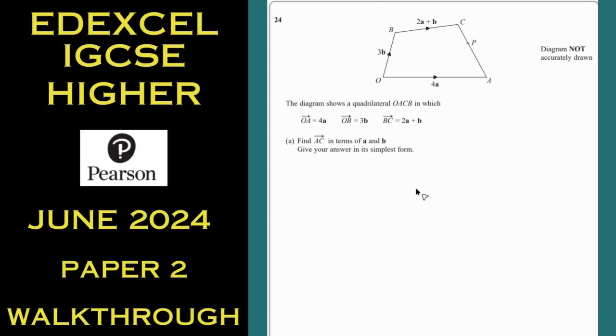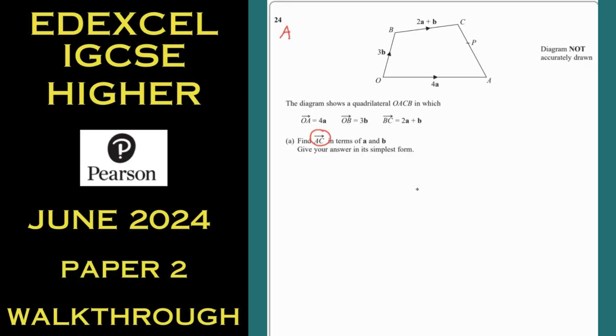So question 24's got a lovely part A and a massive part B. I'm going to stay on this page. I'm not going to go on to the next page. I'm just going to talk you through A, then we'll ignore it and we'll just use this space down here as the working out. So for part A, how do we get from A to C? So we go minus 4a plus 3b plus 2a plus b. And we must make sure it's simplified because that's what they tell us to do.